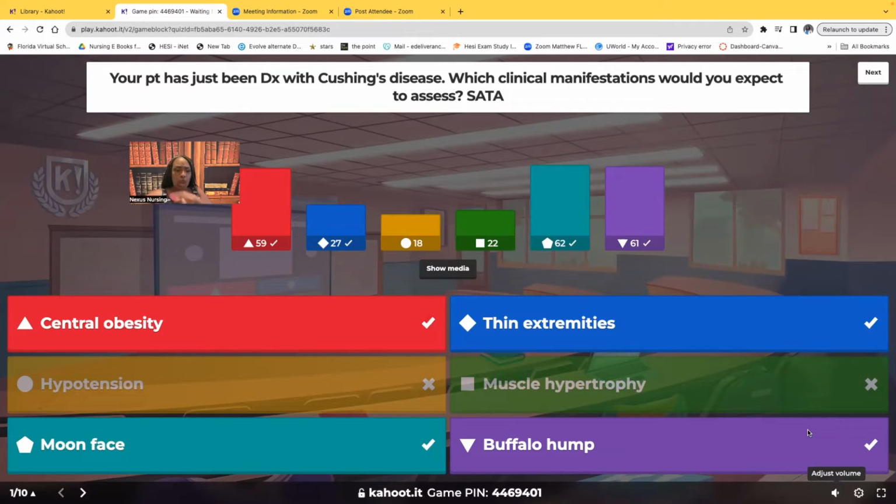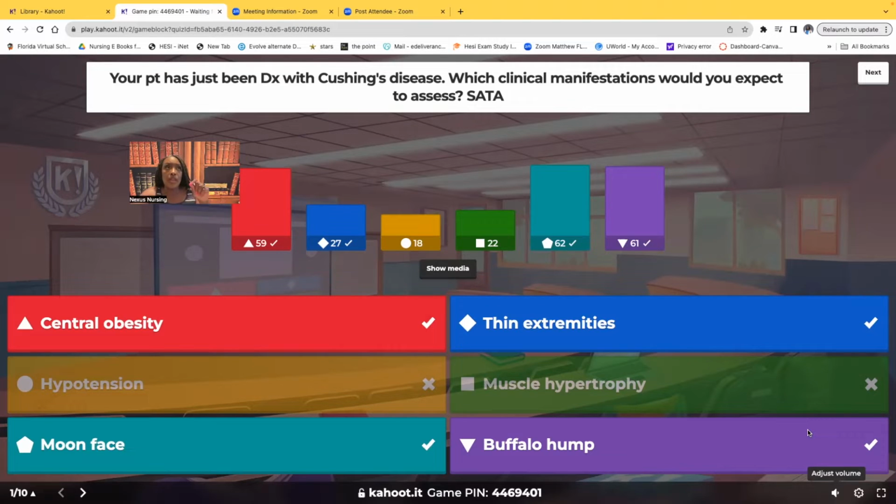Increased blood pressure. So you would expect this patient to have hypotension. If anything, we would expect their blood pressure to be high because of all the fluid that they're holding on to. Remember, what is blood pressure? Blood pressure is the force that's being exerted against the vessel walls. The more fluid you have within the vessel walls, the more force is going to be exerted. It makes sense. Now, what about the next one, muscle hypertrophy?